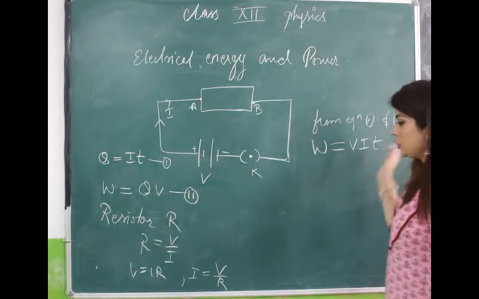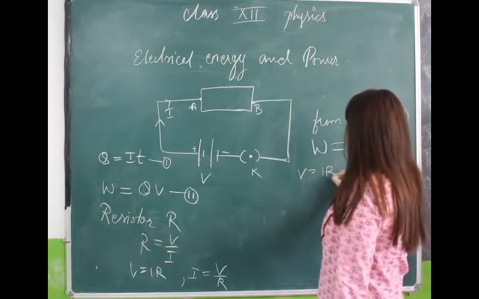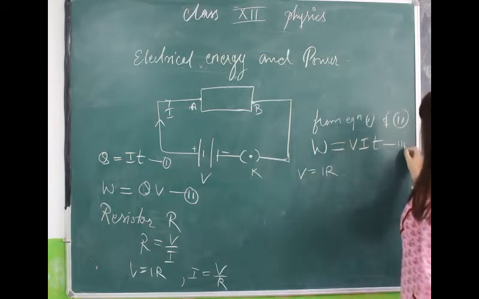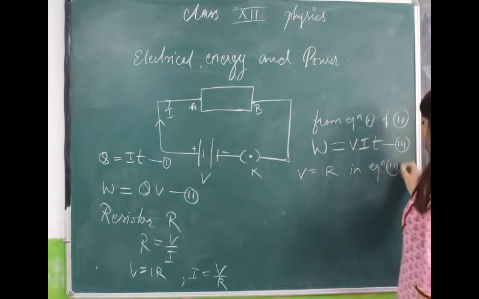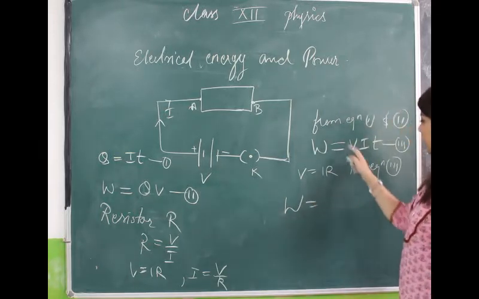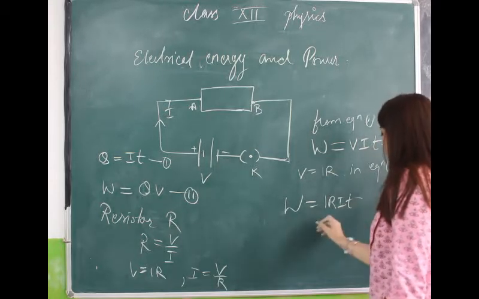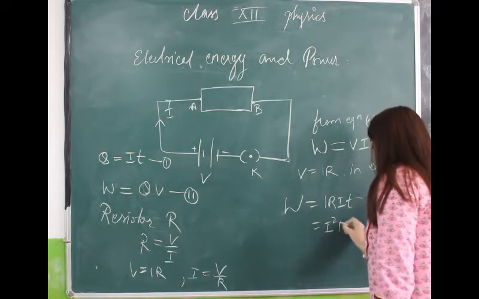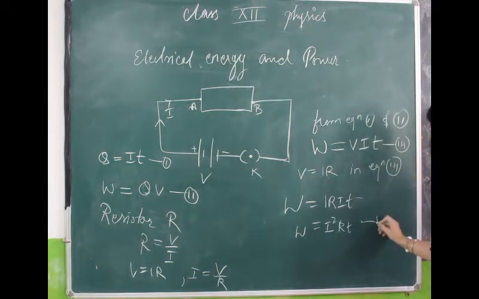Now, first what we will do is we are putting V is equal to IR in equation 3. If I put, in place of V, IR, then this becomes I squared RT. This is the work done. Read equation number 4.